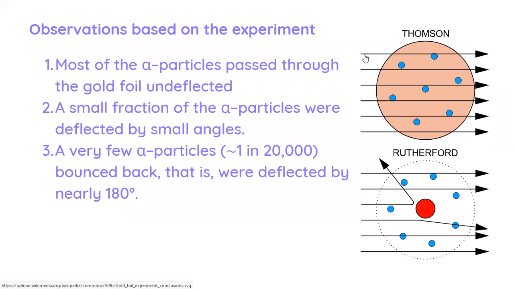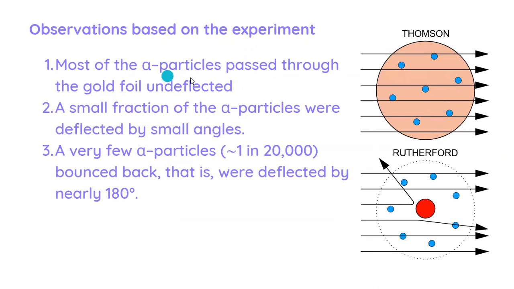JJ Thomson's model of the atom was able to explain the neutrality of the atom, but it did not explain the results of this experiment. So according to JJ Thomson's model of the atom, this should have been the observation that Rutherford and his students had made. But this is what he observed.